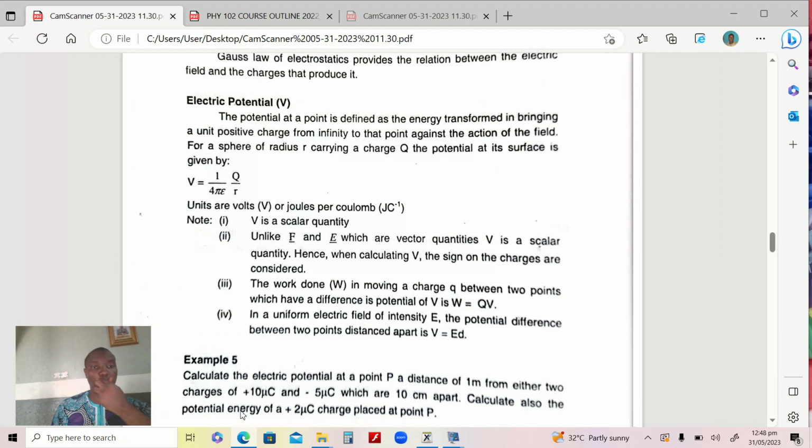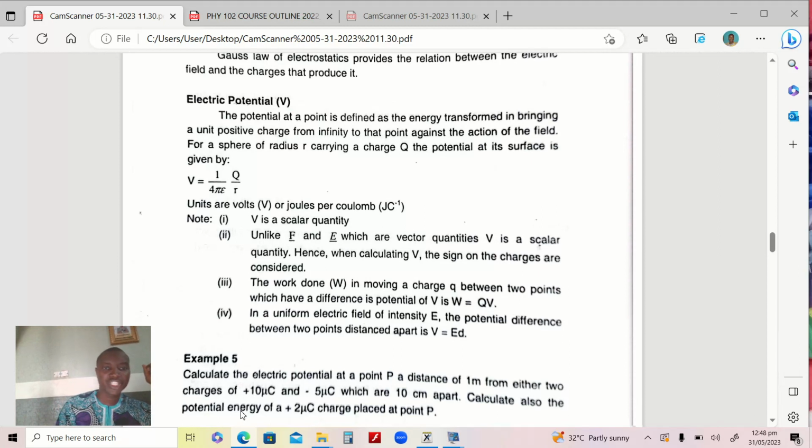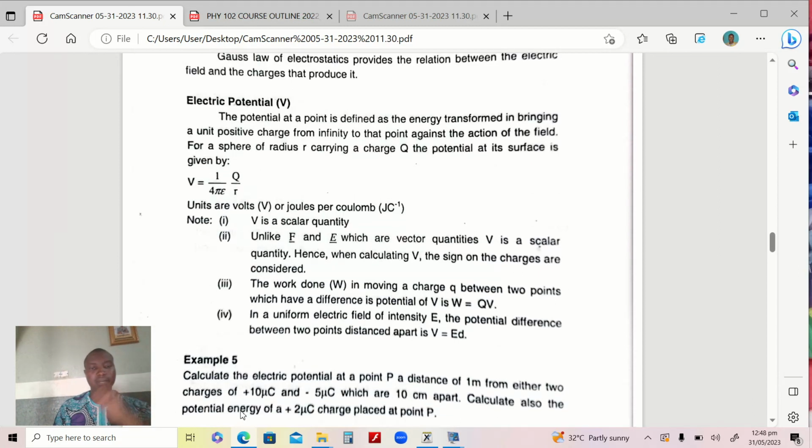All right, so let's talk about electric potential. The potential at a point is defined as the energy transformed in bringing a unit positive charge from infinity to that point against the action of the field.